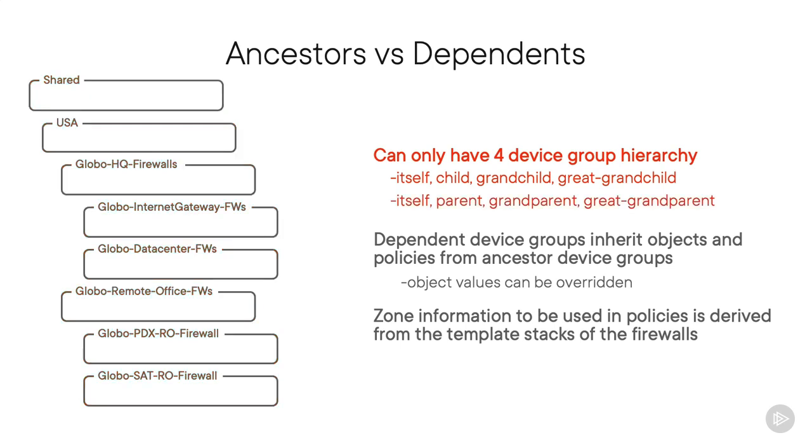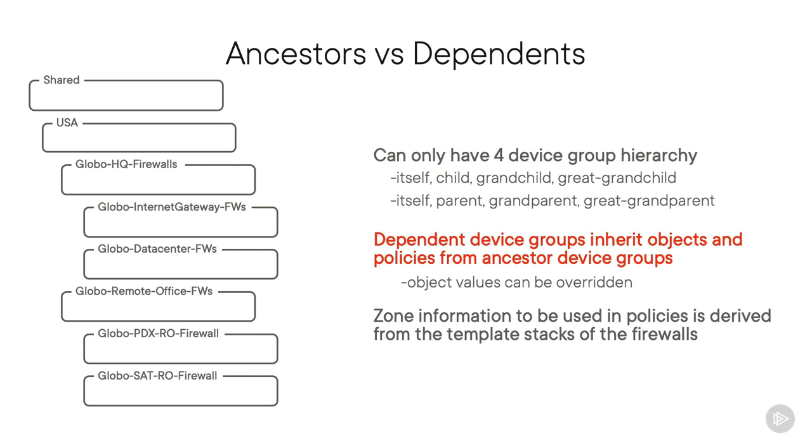But looking at it from the remote office firewall group, the global remote office firewalls device group would be its parent, the USA device group would be its grandparent, and the shared device group would be its great-grandparent. And looking at it another way, from the perspective of the global HQ firewalls device group, the internet gateway firewall device group and the data center firewall device group would be its child device groups, so its dependents, and the USA and shared device groups would be its parent and grandparent respectively, but both are considered ancestors. So this leads me to my next point.